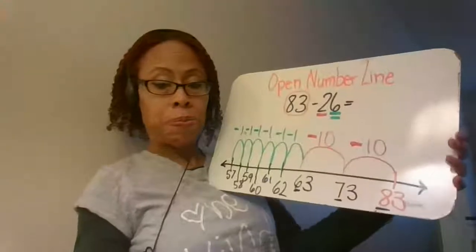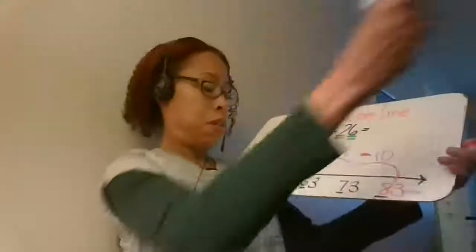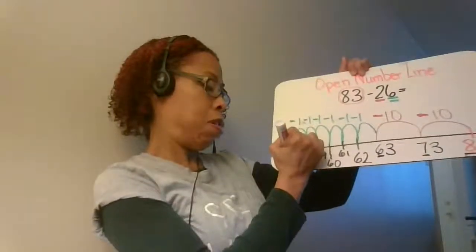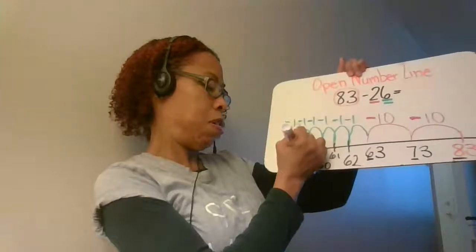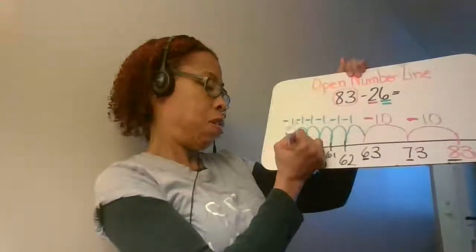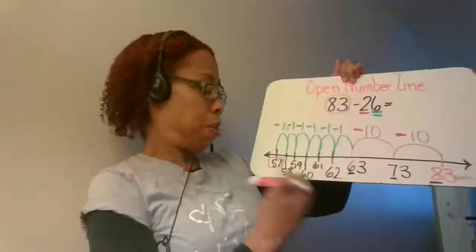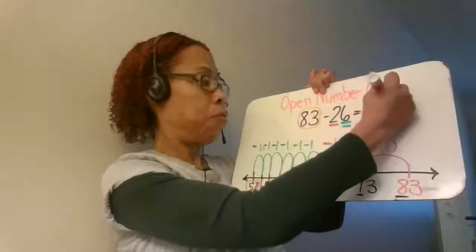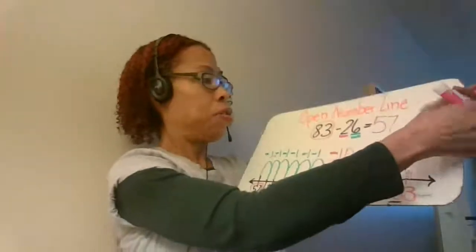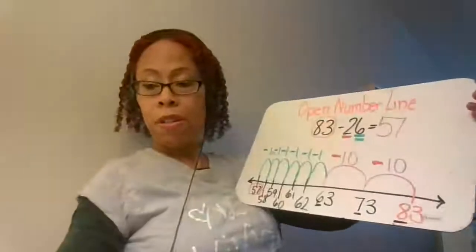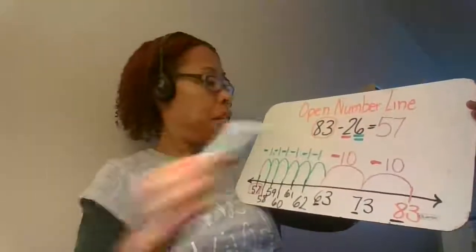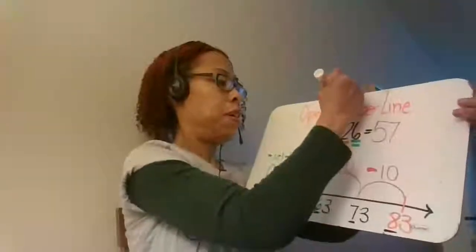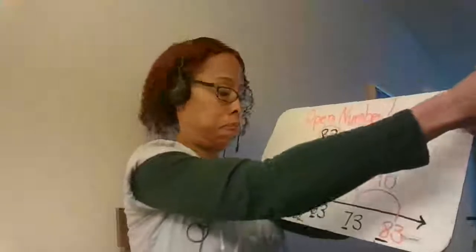All right, so that last number that you wrote, all the way on the left side of the number line, go ahead and box or circle that number, and that is going to be your answer. Remember, the answer in subtraction is called the difference. So what is the difference between 83 and 26? The difference is 57.